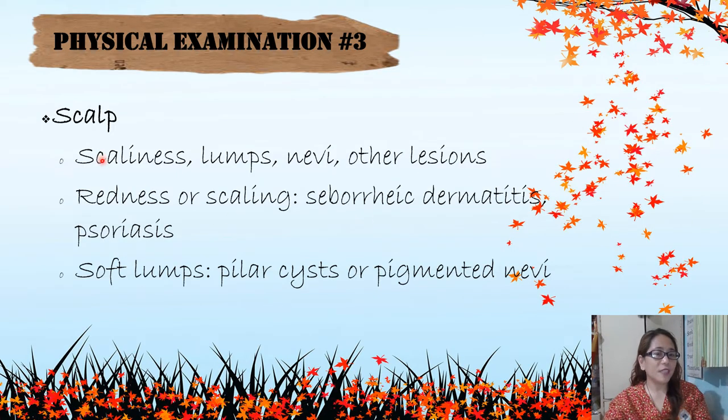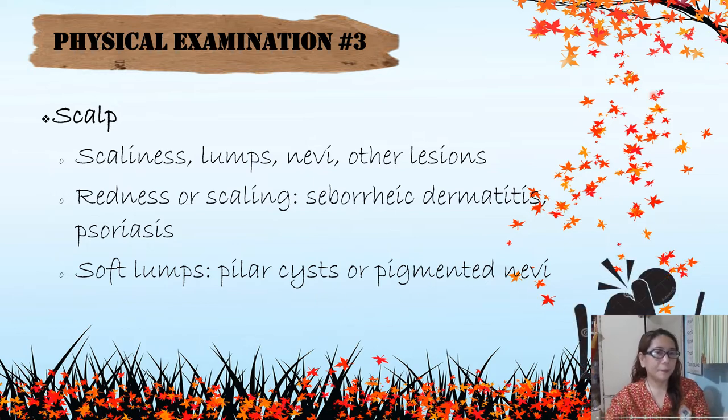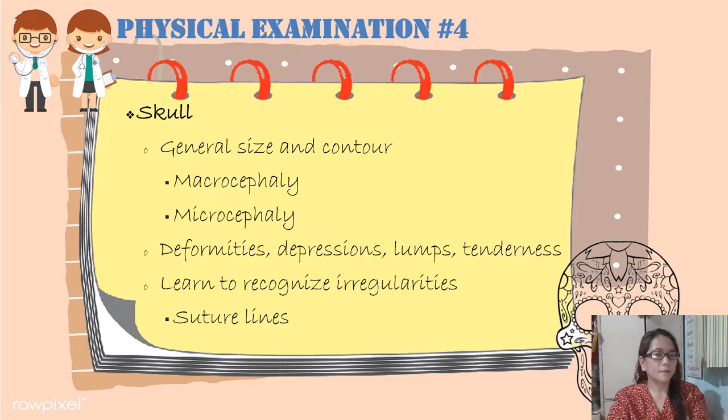Then check for the scalp. Yan. Scaliness, is there lumps, nevi, and other lesions. Okay. Redness or scaling, maybe due to seborrheic dermatitis or psoriasis. Okay. So, lumps refers to pilar cyst or pigmented nevi.